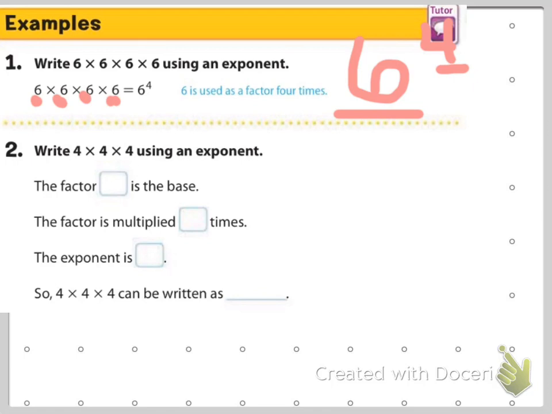And this is something that you're going to get used to seeing. And I need you to understand that 6 to the 4th power is not 6 times 4. It's 6 times itself 4 times. Okay? So now we've got 4 times 4 times 4. And they want you to write that using an exponent.